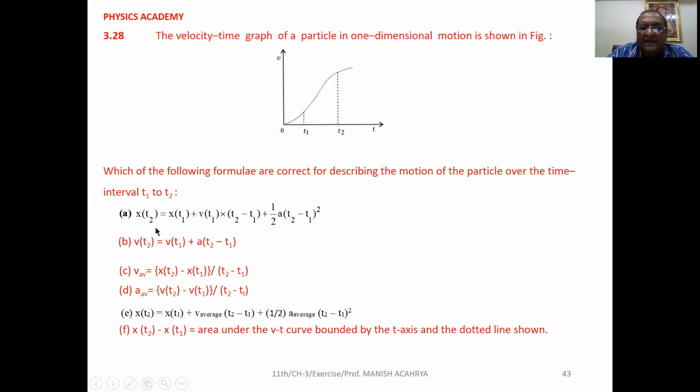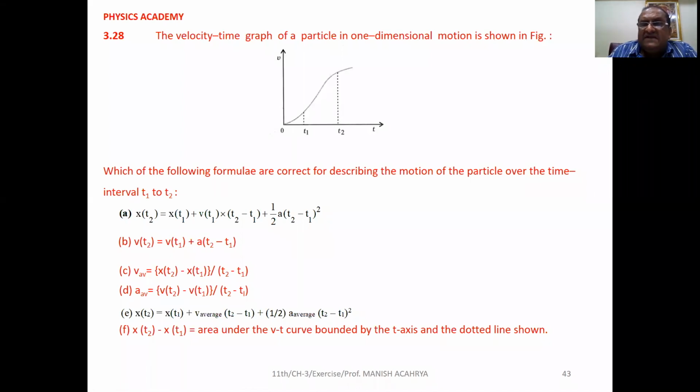Now position at t2, that is final position, equal to position at t1, that is initial, plus v at t1, that is initial velocity, into time interval plus half a into time interval square. See, this is an equation like x equal to x0 plus v0 t plus half at square. But this first equation, that is the equation of motion with constant acceleration.